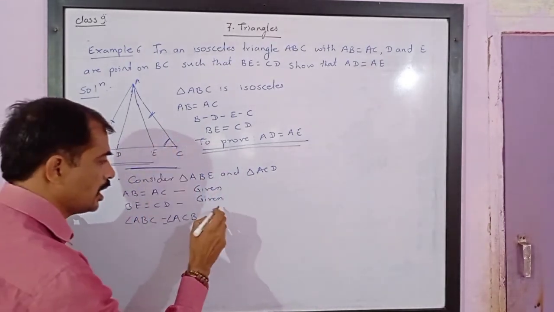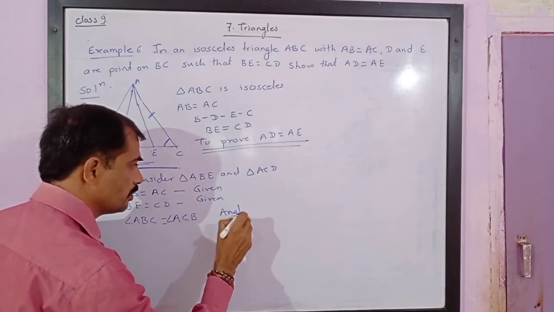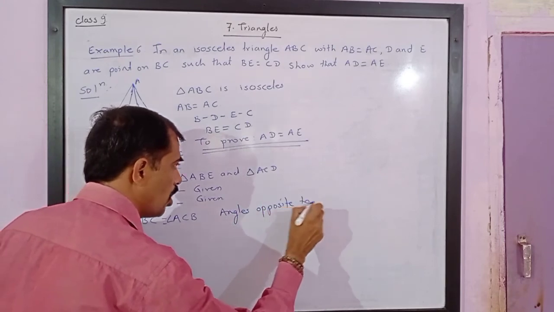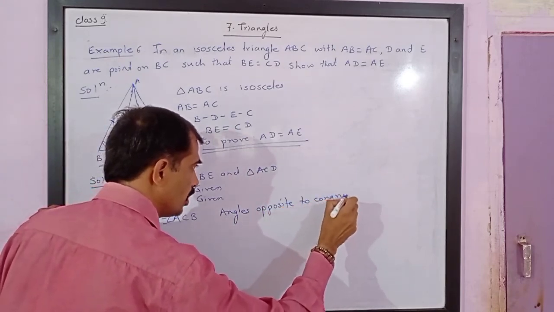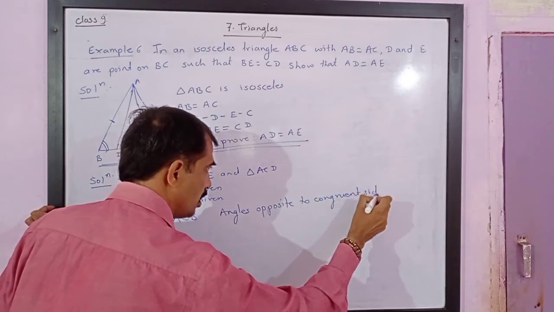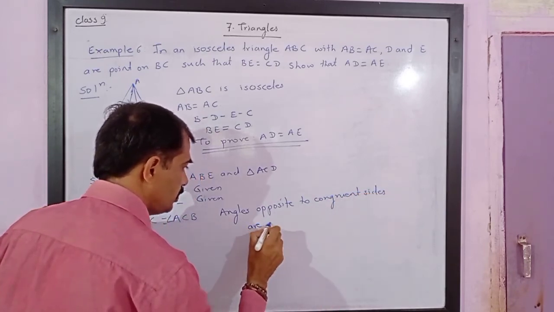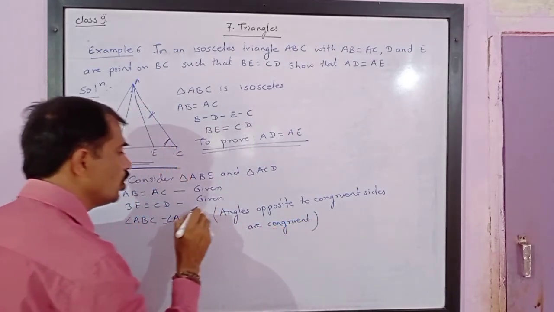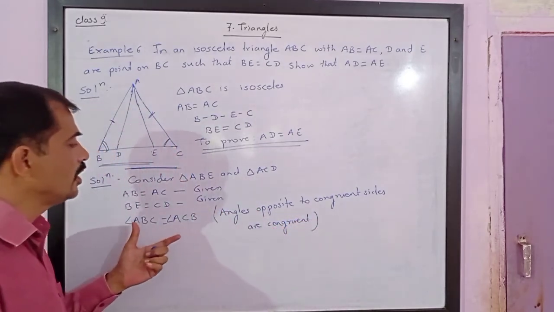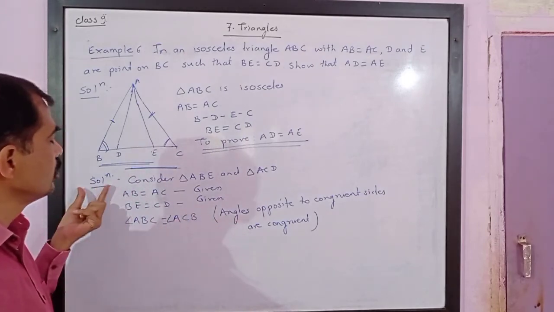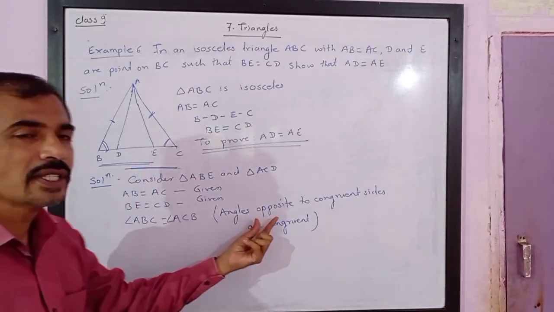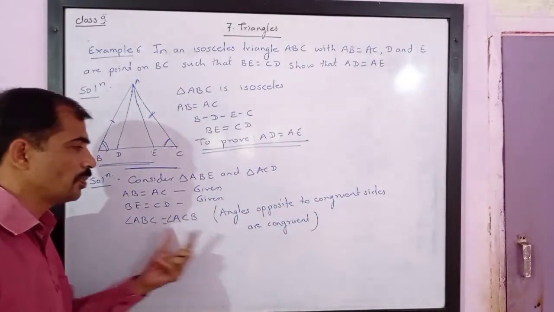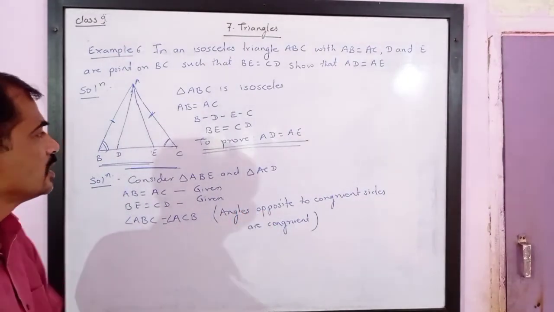So we know that angles opposite to congruent sides are congruent. Please note, in such chapters, in derivations and proofs, reasons are very important. So don't forget to write the reason. Reasons carry more marks than actual steps. So please remember this, that reasons are very important.